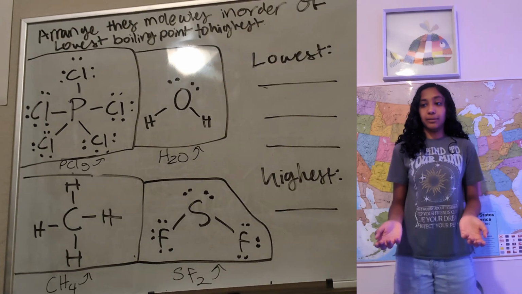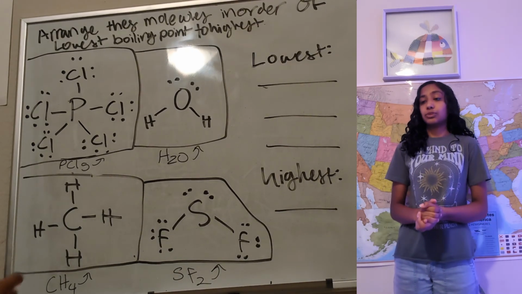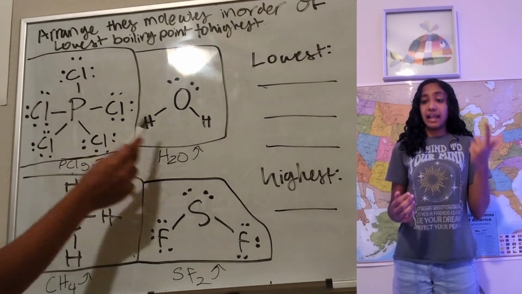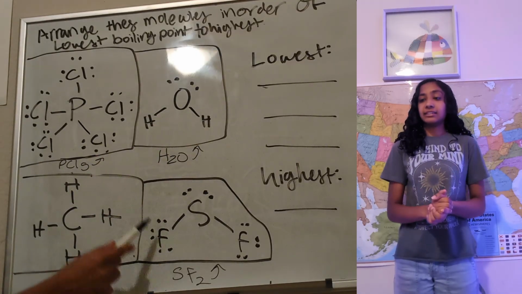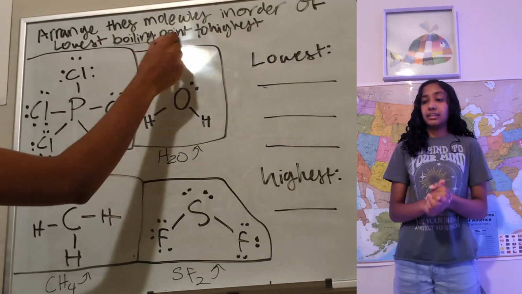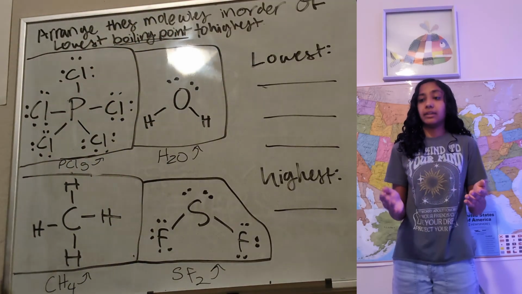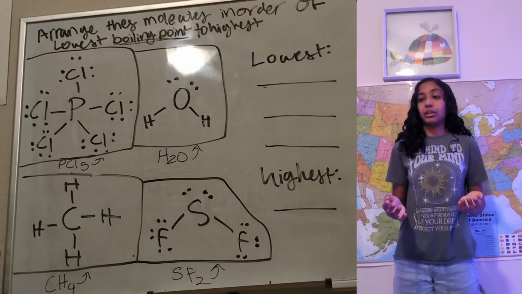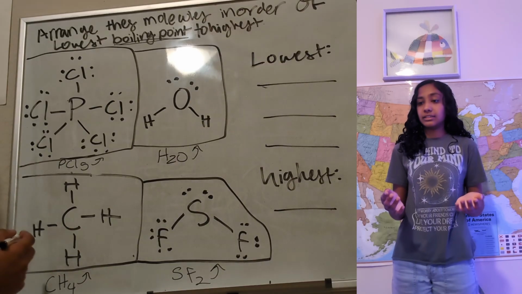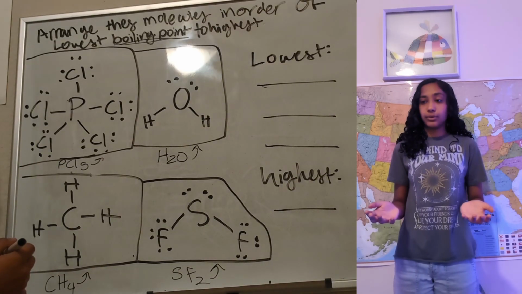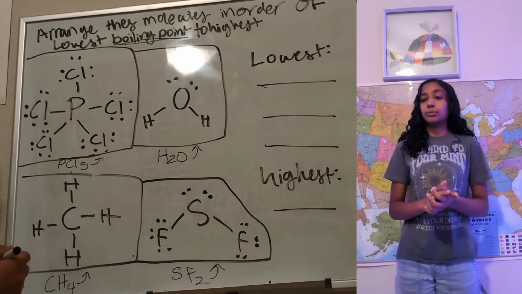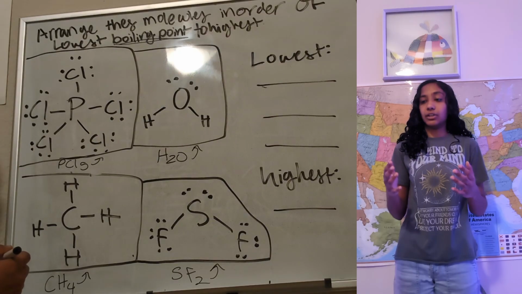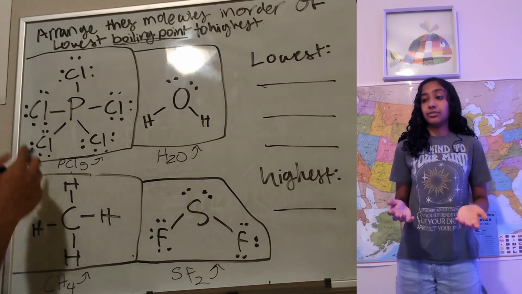Let's do an example problem. This problem gives us the Lewis structures for PCl5, H2O, CH4, and SF2, and asks us to arrange them in order from least boiling point to the greatest boiling point. Molecules with a high boiling point have greater intermolecular forces, and molecules with lower boiling points have lower IMFs. So we need to look at the intermolecular forces present in each molecule. Let's start with PCl5.